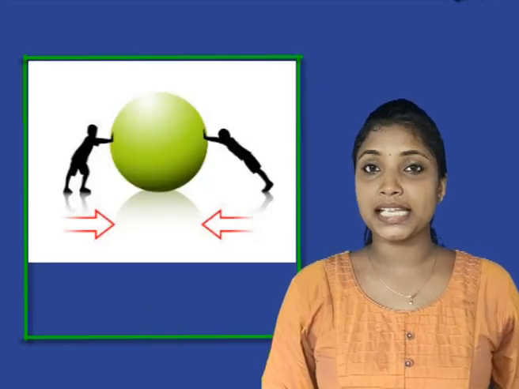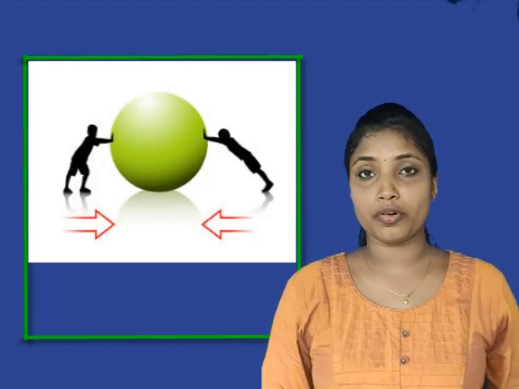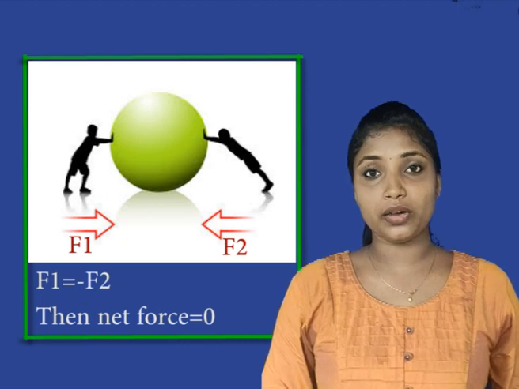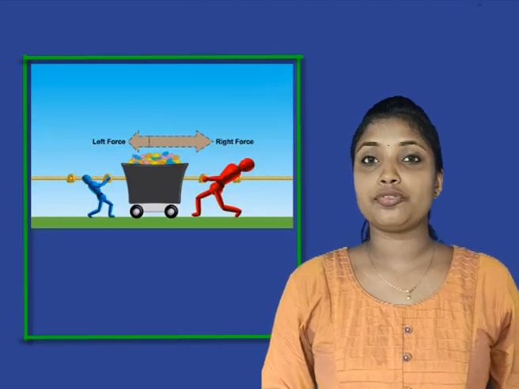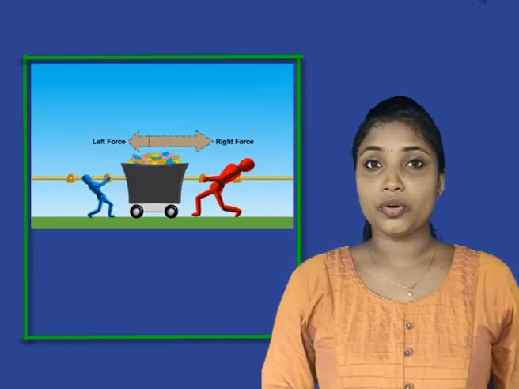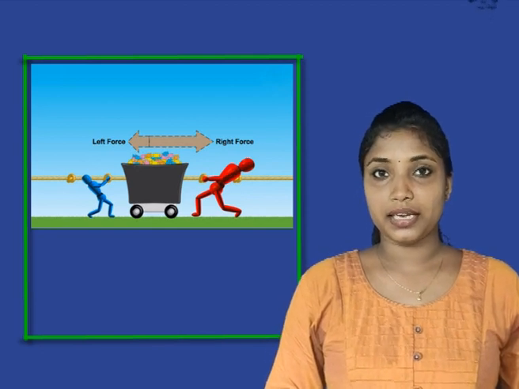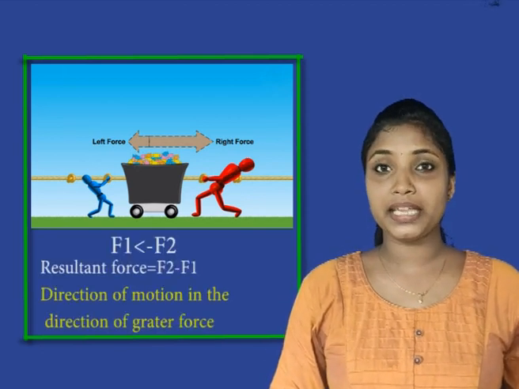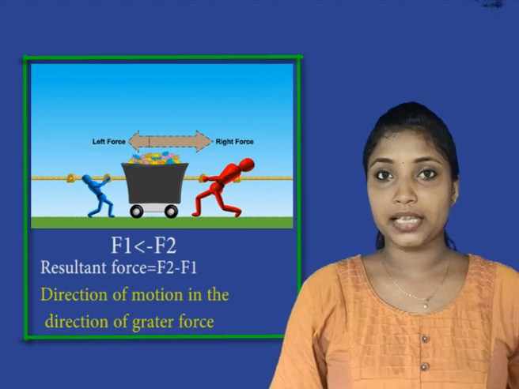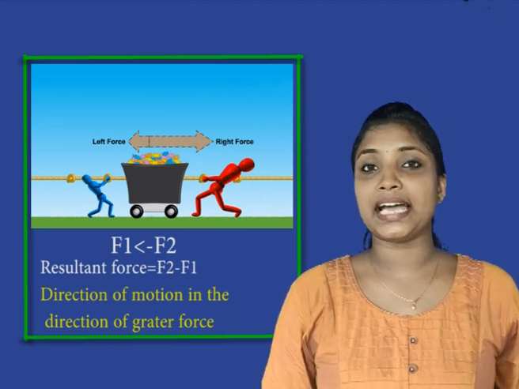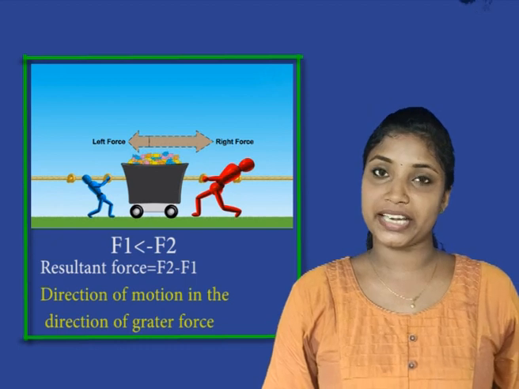If the two bodies are applying a uniform force, then the net force will be equal to 0. And if two bodies are applying unequal forces, then the resultant force will not be equal to 0. But the body will move in the direction of the force which is greater in magnitude.